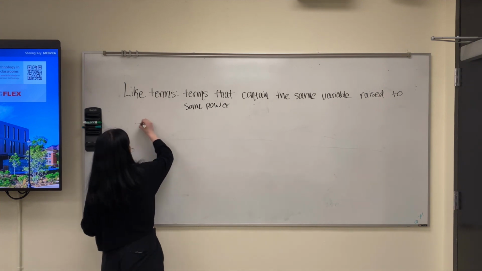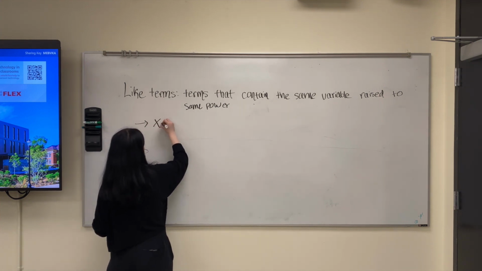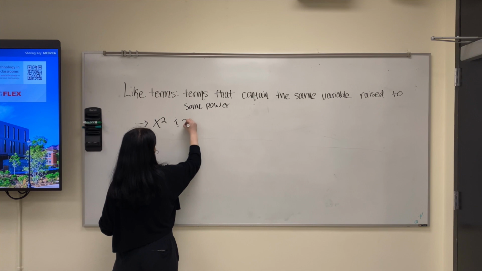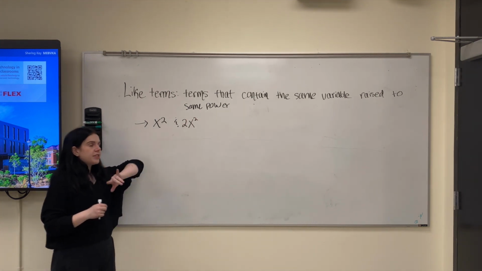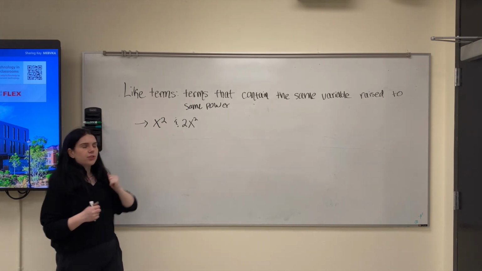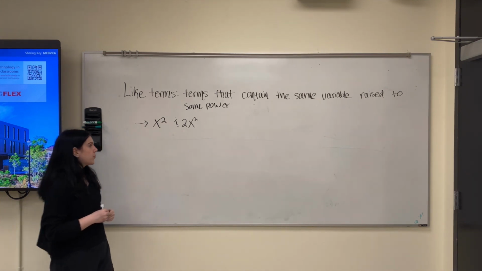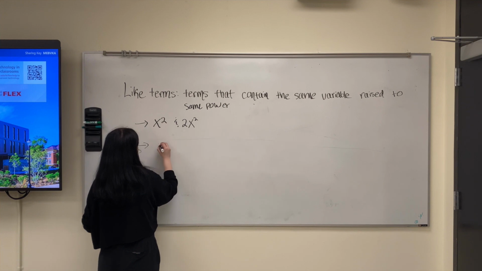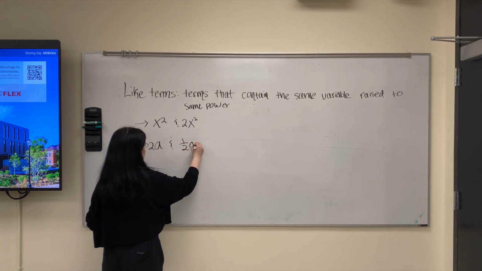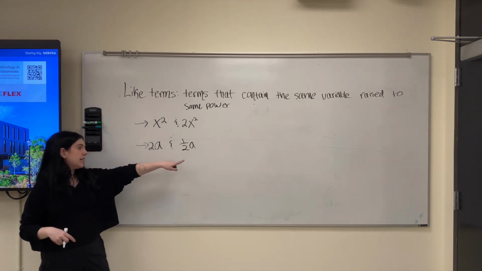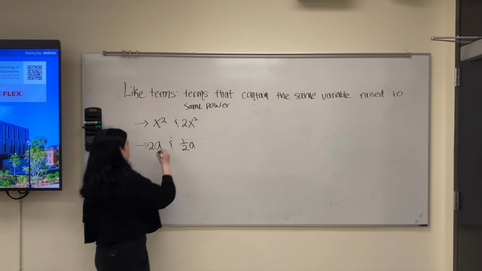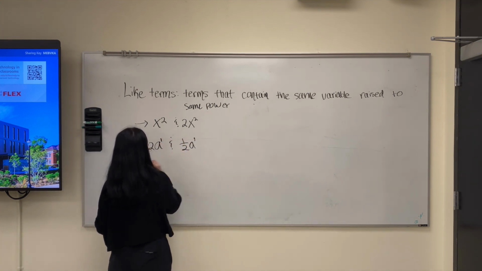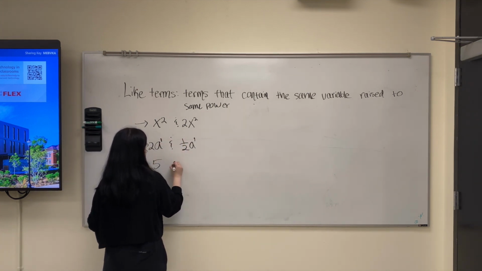So some examples are x squared and 2x squared. So these 2 terms have the same variable, which is x, and they're raised to the same power, which is 2. Another example would be let's do 2a and 1/2 a. So these 2 terms contain the same variable, which is a, and they're raised to the same power, which is 1. Another example is 5 and 7.